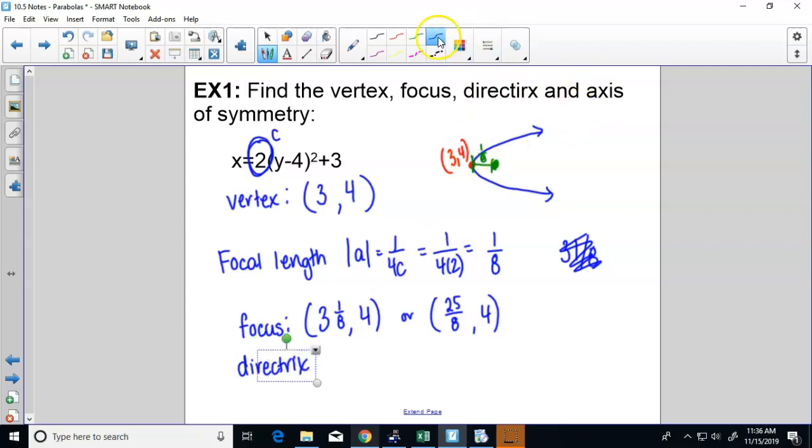Okay, and then the directrix. The directrix is going to be the line over here, and the distance from it to the vertex is going to be 1/8. So this time we've got to go to the left 1/8. We would take that x coordinate and subtract 1/8, which would give us 2 and 7/8. But the directrix is the equation of the line. Is this line vertical or horizontal? Vertical. Vertical lines have an equation of x equals a number. So our directrix is going to be x equals 2 and 7/8, or you might see it as x equals 23 over 8.